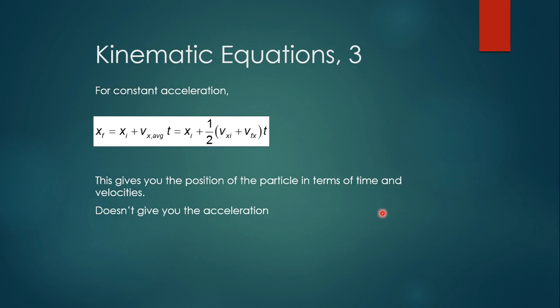Now for constant acceleration, the final position is given as initial position plus v into t, where this v is the average velocity. And we know that average velocity can be written as vxi plus vxf upon 2 in the case of constant acceleration, as we just saw in the previous slide. So I can just replace v average by this expression, half into vxi plus vxf. So this gives you the position of the particle in terms of time and velocities, but it doesn't give you anything about the acceleration.